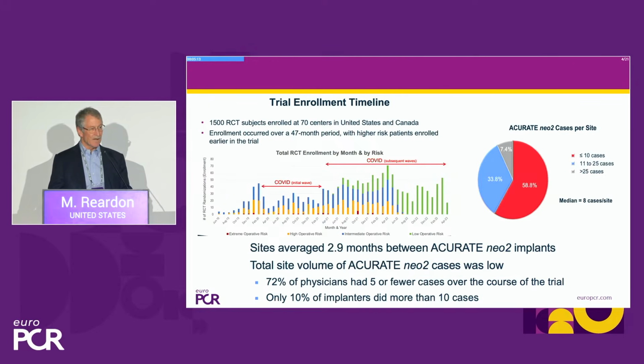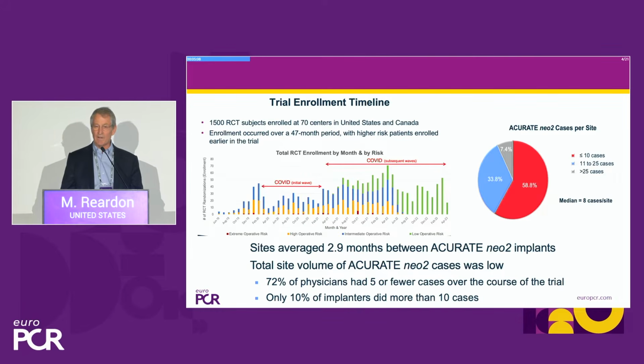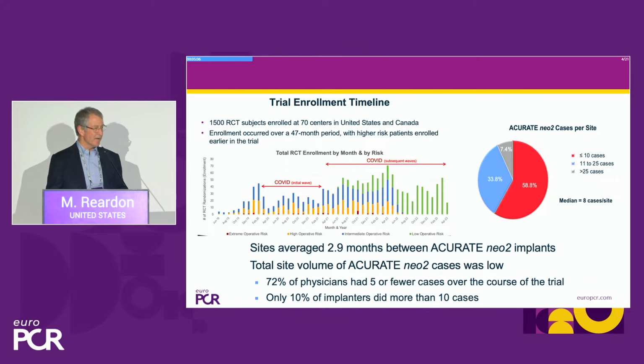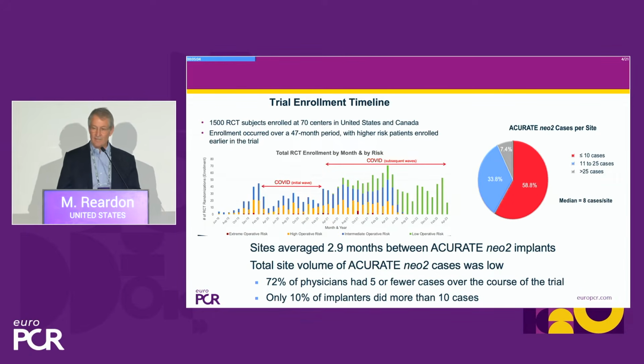Now, it's an interesting trial. Raj Makkar was my co-PI on this. You can see at the very beginning, we were really ramping up quickly, and then we were hit by the worldwide pandemic of COVID, and it just slowed us down. And it took us almost 4 years to fill this trial with 1,500 patients, such that there was about 3 months between each individual Accurate neo implant per site.